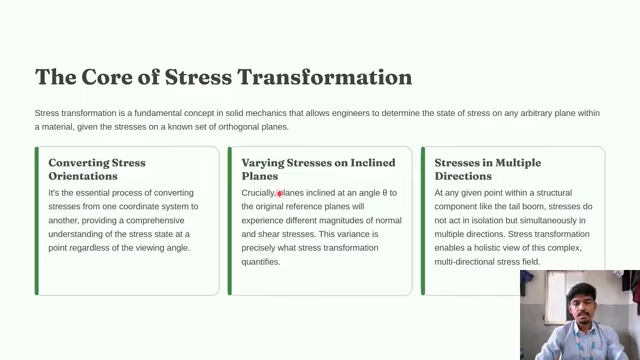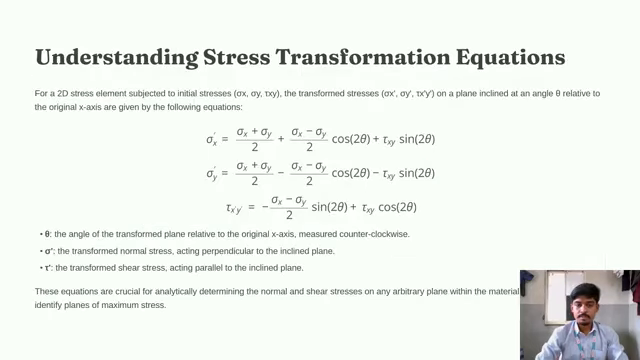Then, varying stresses on inclined planes. Crucially, planes inclined at an angle theta to the original reference plane will experience different magnitudes of normal and shear stresses. The third one is stresses in multiple directions. At any given point within a structural component like the tail boom, stresses do not act in isolation but simultaneously in multiple directions. Stress transformation enables a holistic view of complex and multidirectional stress fields.